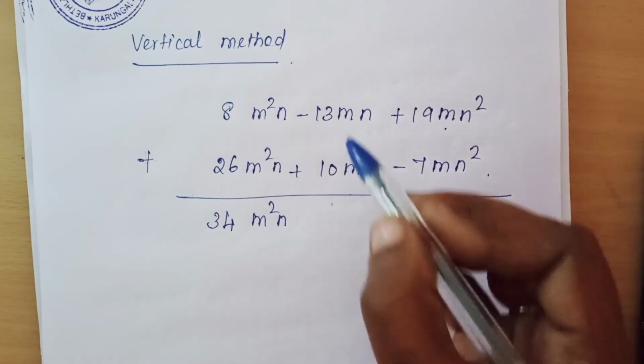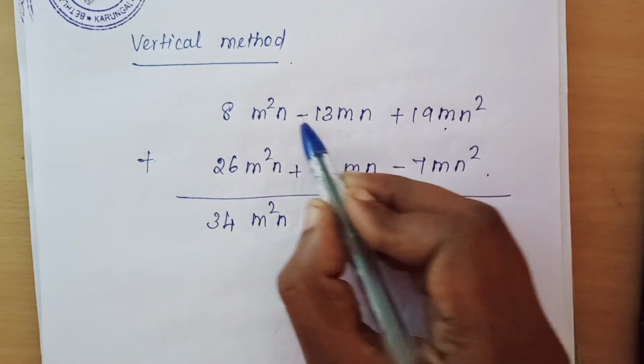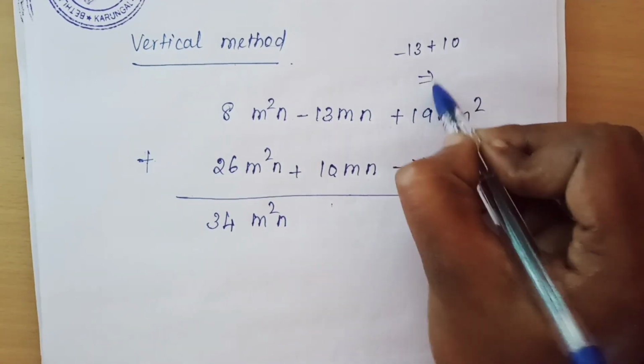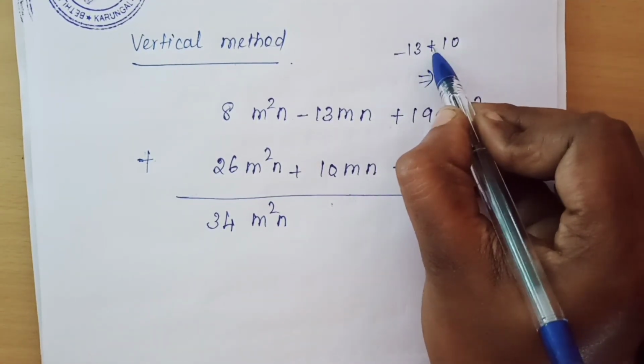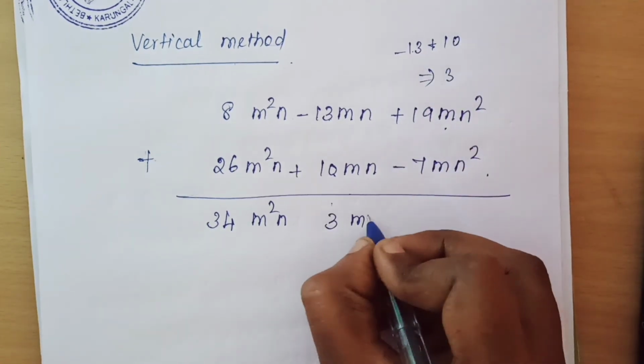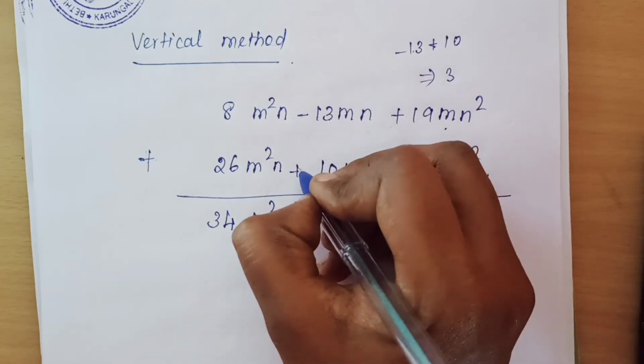Then, without thinking, write your sign. Okay. Then 13 minus 13. Just write it. Minus 13 plus 10. What is the value? Two different signs, so you have to subtract. 13 minus 10 is 3. Okay, write 3 m n.